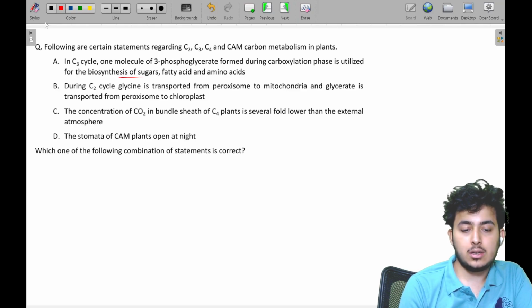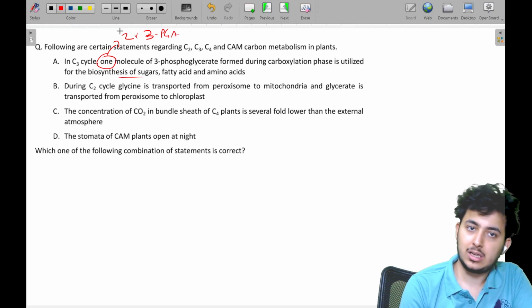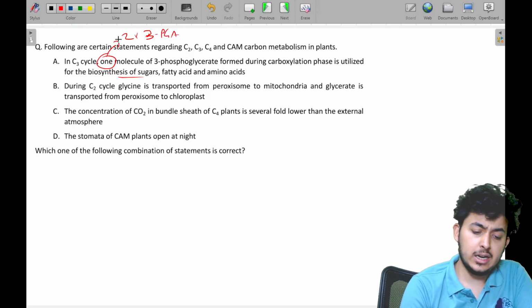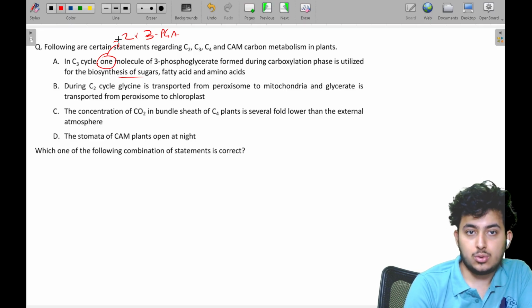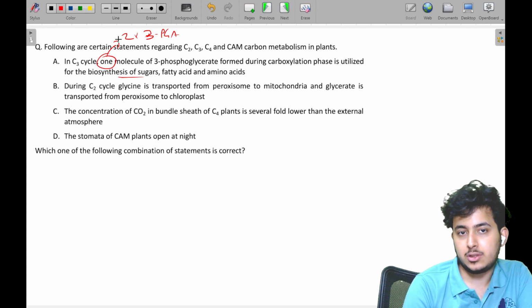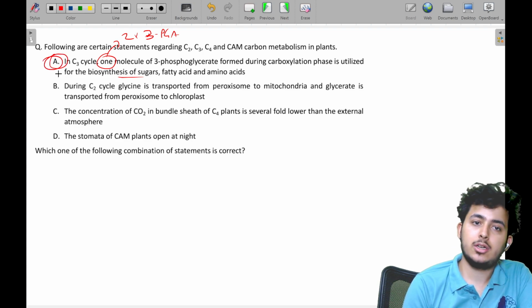Basically, not one molecule; generally it produces two molecules of 3-PGA, that I already wrote in my previous lecture slides. And they enter the reduction as well as the regeneration mechanism and not the biosynthesis part basically. So that is not that correct an option.